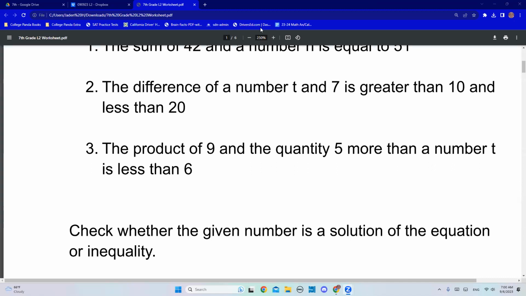The product of 9 and the quantity 5 more than the number t is less than 6. All right, so product means that you're basically multiplying. So it should say the product of 9 and the quantity 5 more than a number t. So we have 9 here, and you're multiplying it by something that is 5 greater than t. And it should be less than 6. So that's how you would get your final answer, or you would get the equation.